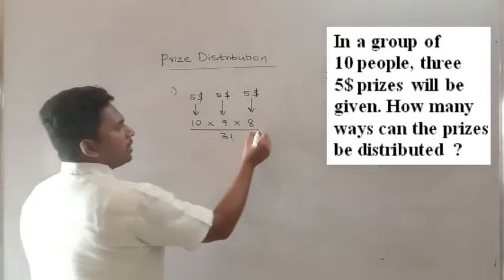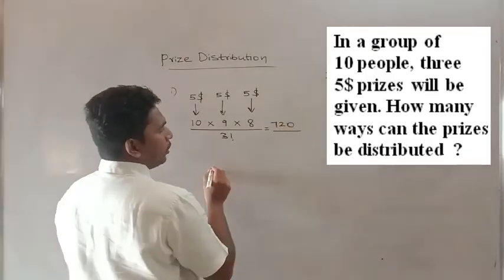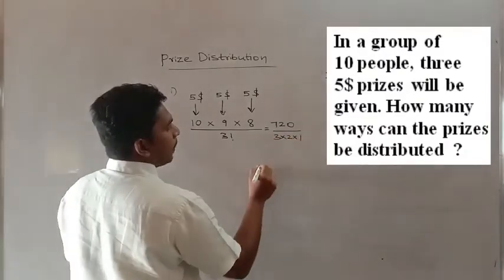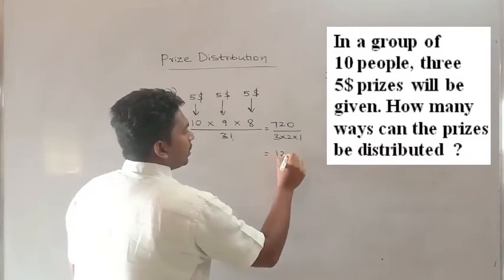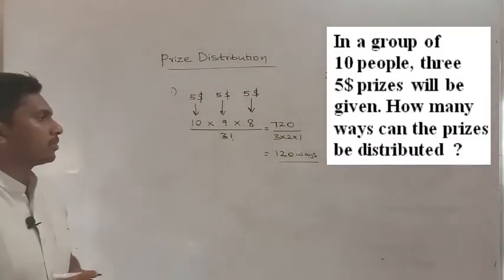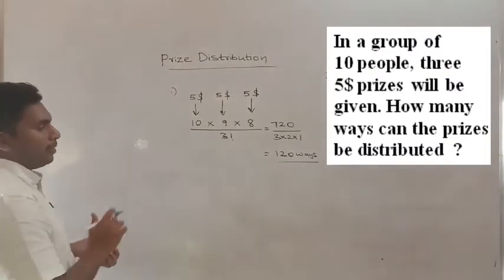So this is how you have to do this. So this is how much? 720 by 3 factorial. 3 factorial is what? 3 into 2 into 1. So this will be 120 ways. Now let us solve the same using the second method.